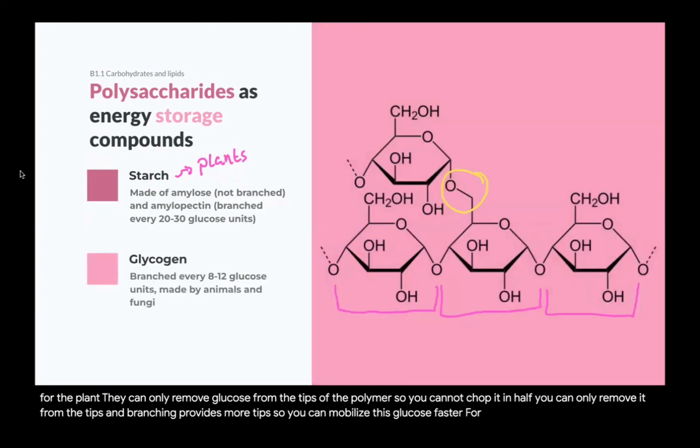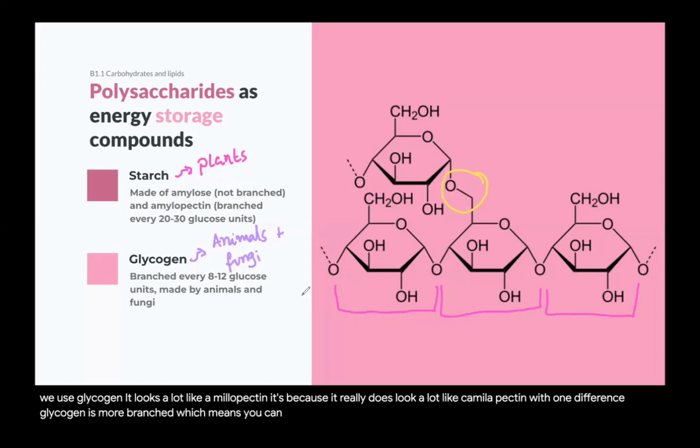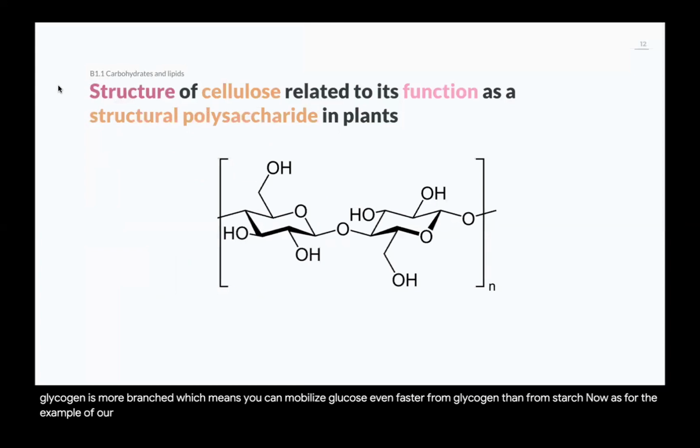For animals and fungi, we use a different polysaccharide. We use glycogen. And if it looks a lot like amylopectin, it's because it really does look a lot like amylopectin, with one difference. Glycogen is more branched, which means you can mobilize glucose even faster from glycogen than from starch. Now, as for the example of our structural polysaccharide, we have cellulose.